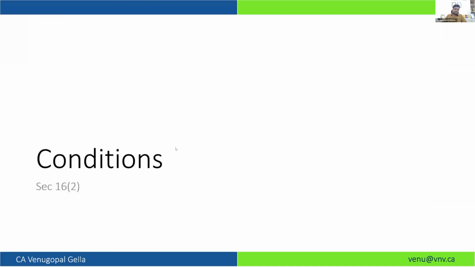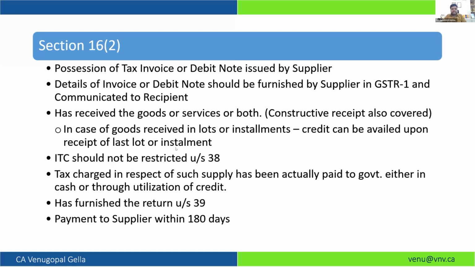So section 16, subsection 2. These are the preconditions which need to be satisfied by the recipient in order to avail the ITC. We'll see what are those preconditions. That's the basic condition. So the recipient should possess the tax invoice or debit note or any tax paying document. What would be the tax paying document? In case of imports, it may be the bill of entry, or any document issued in case of ISD. We'll see what are all the documents on which we can avail the ITC.